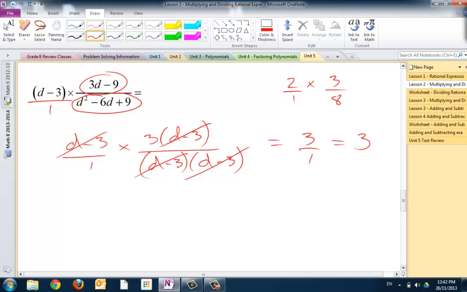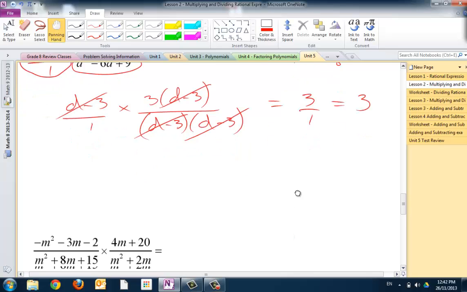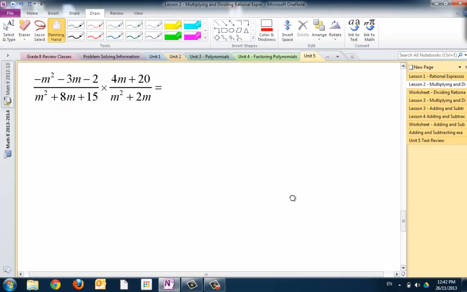Okay, so again, we're living by the rules that you can do everything that you can do with fractions with these rational expressions. So if you see something like this, you can put it over a 1 to turn it into a fraction form, and continue on.